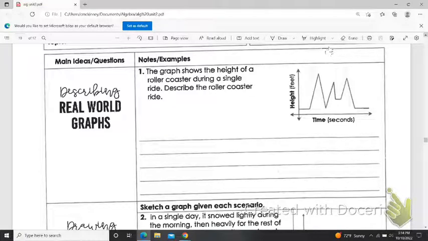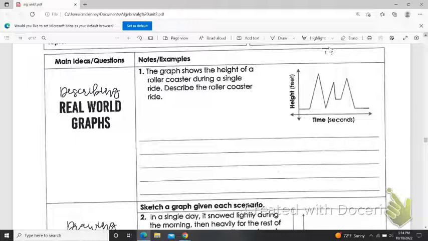Hi, today we're going to be doing some work with real-world graphs. So these are not going to be perfect depictions. You're not going to see exact numbers to plot, but just interpreting a graph or trying to draw a graph that comes close to modeling the situation.